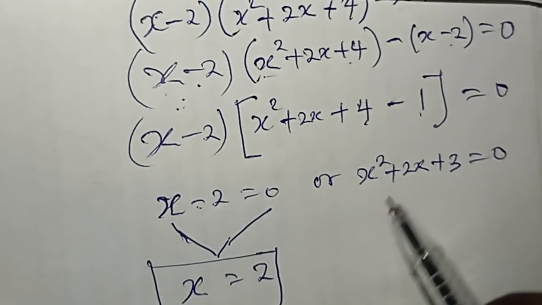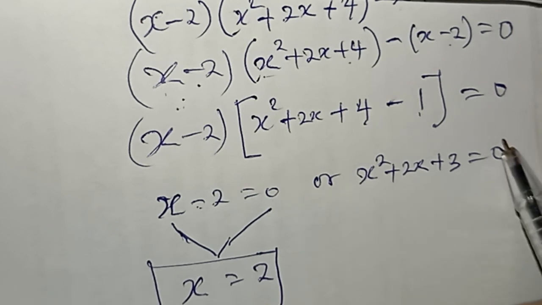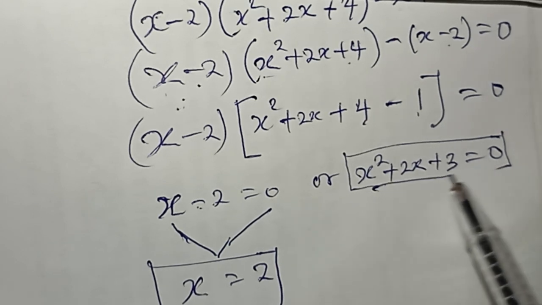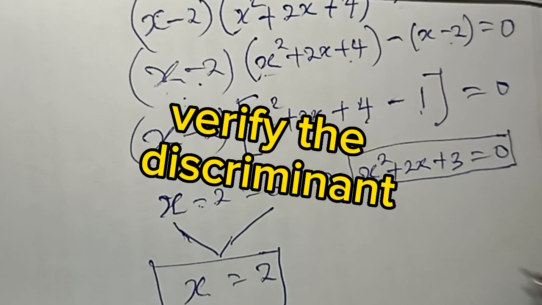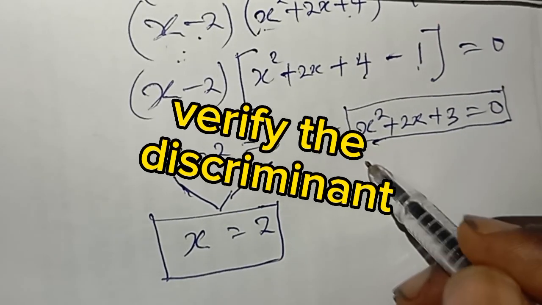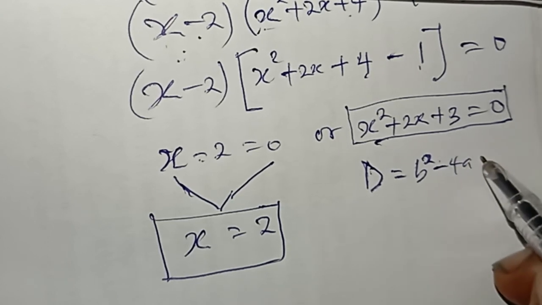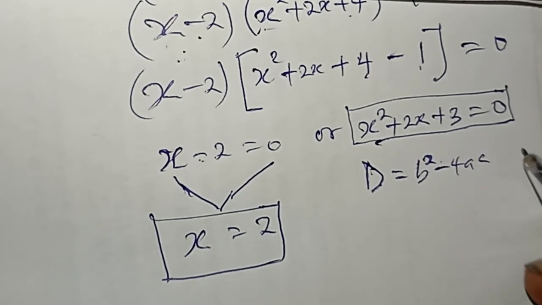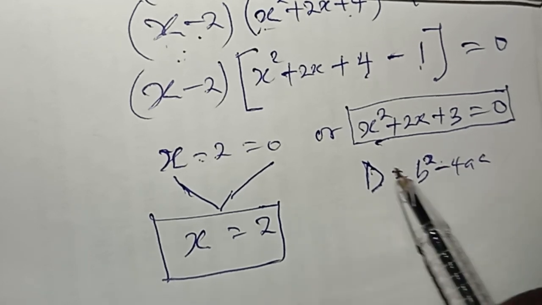And then on this side you can see right here that if we solve this problem right here, we are not actually going to be having a real number. Of course, you can verify the discriminant, which is equal to b squared minus 4ac. Okay, so we want to find out whether this is greater than 0. But if it is less than 0, you know that it does not have a real solution.